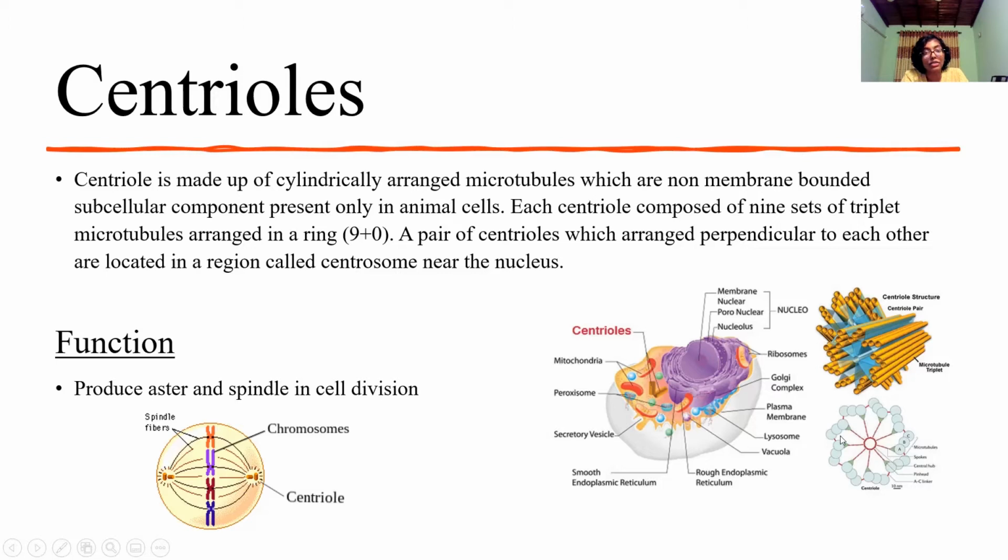These centrioles are very helpful in cell division. They move towards the opposite poles and then form these spindle fibers, and these spindle fibers attach to the chromosomes and help to divide the chromosomes into opposite poles. So they produce aster and spindle in cell division. So this is its function.